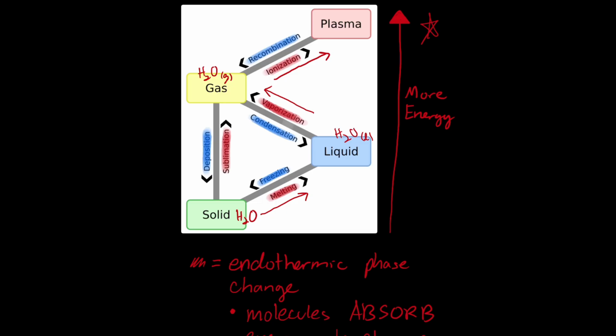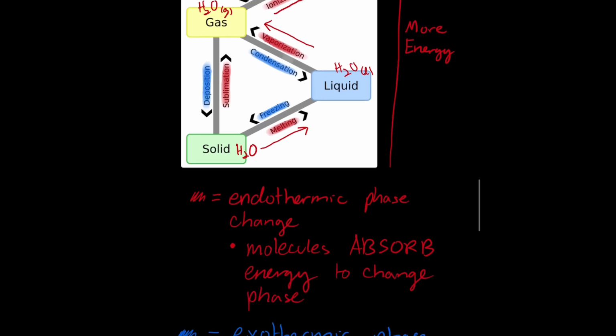Every single phase change that you see in this diagram that's highlighted in red is what we call an endothermic phase change. Endothermic phase changes just mean that those molecules have to absorb energy to change phase, because we know as we move from solid to liquid to gas, we are moving faster. So they have to absorb that energy to move faster.